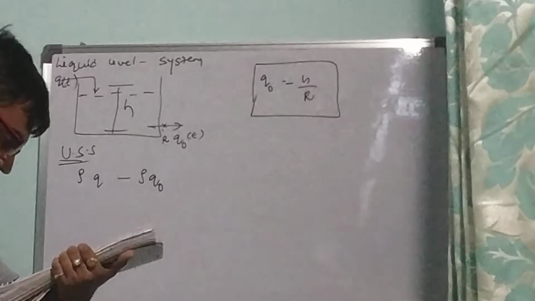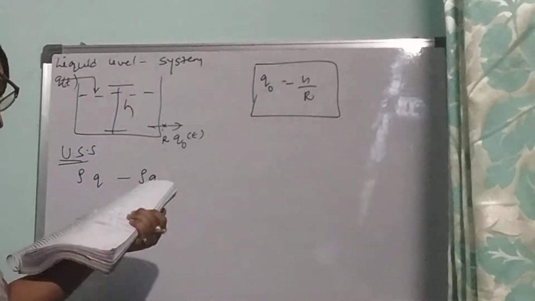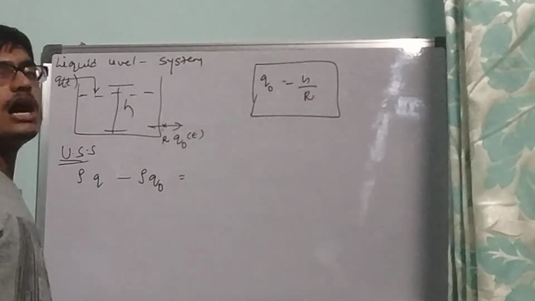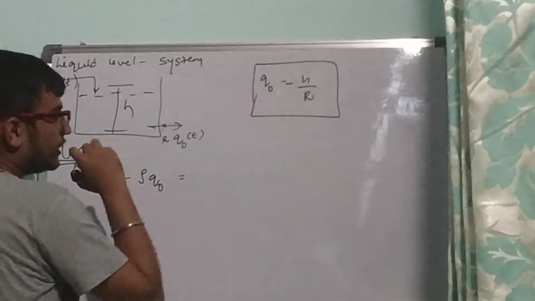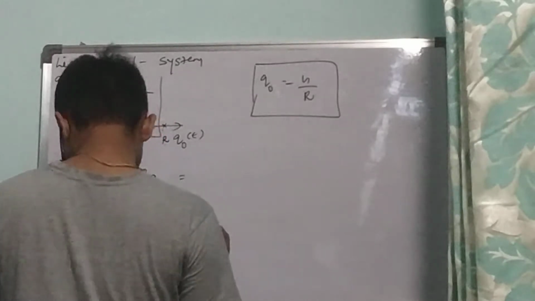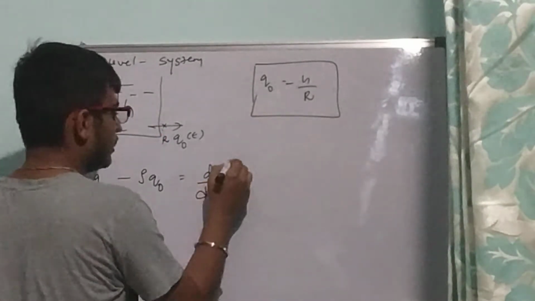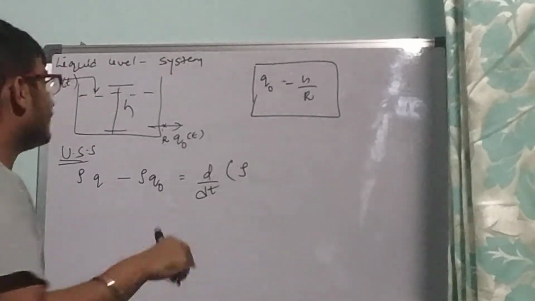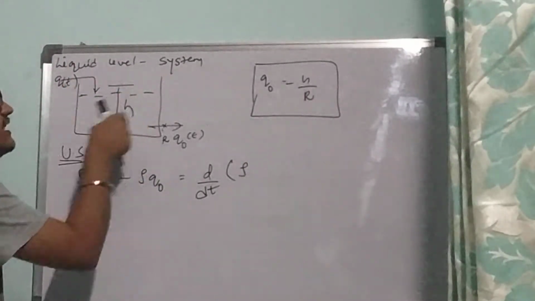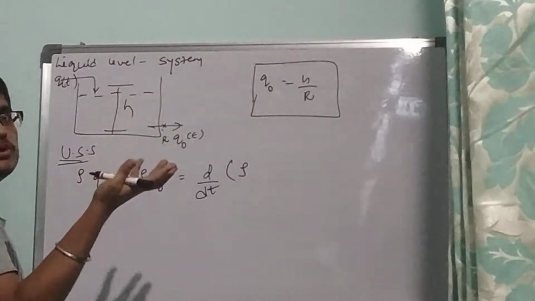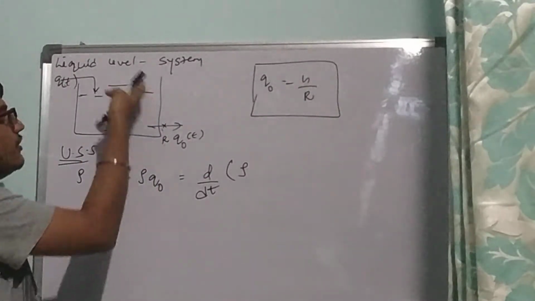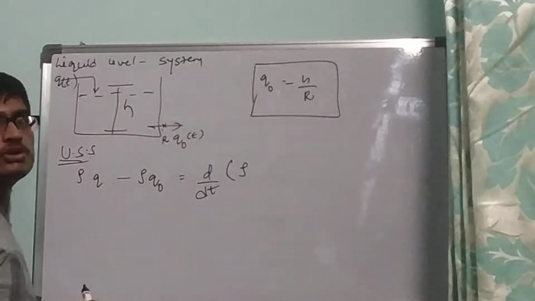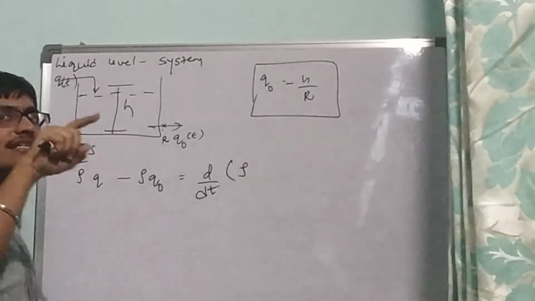To avoid confusion, I am simply writing Q of t and Q naught as Q and Q naught. This is equal to accumulation. What is accumulation? It is d by dt of density into volume. Volume is area into height. Because here accumulation is based on the area of the liquid level, right? So you cannot tell directly density into volume. Here volume is something, here you are leaving volume is something. So what is accumulated, we don't know.